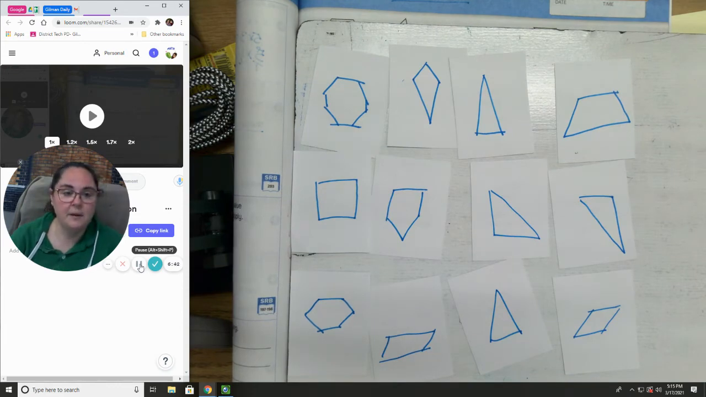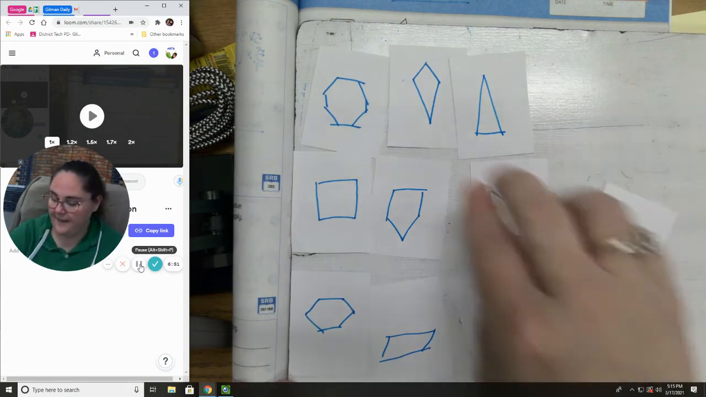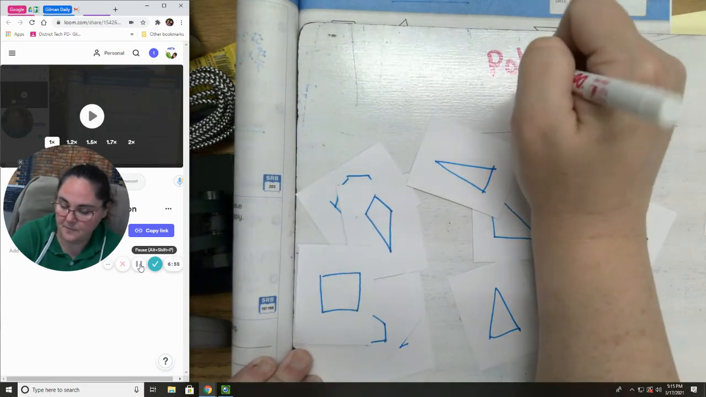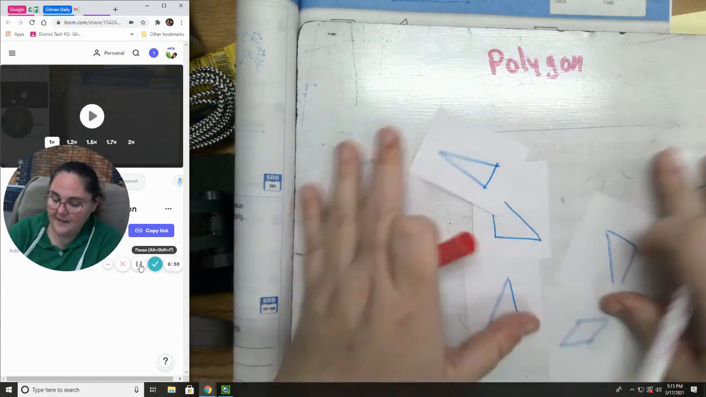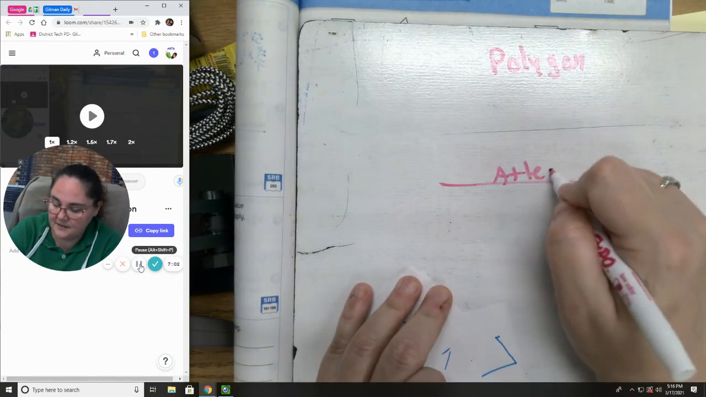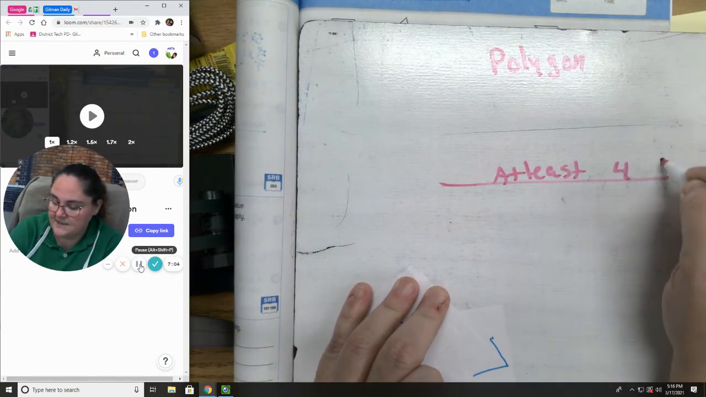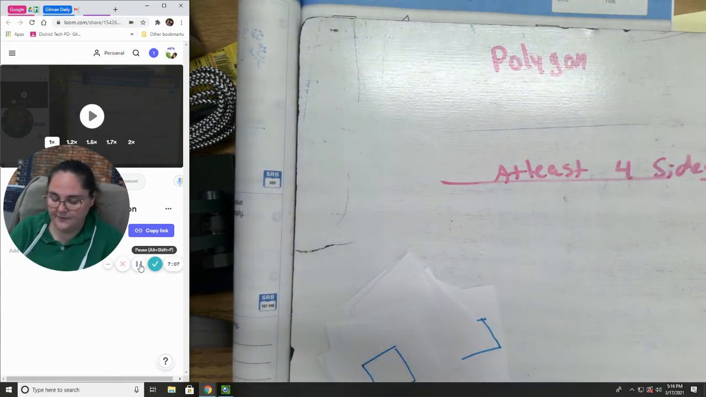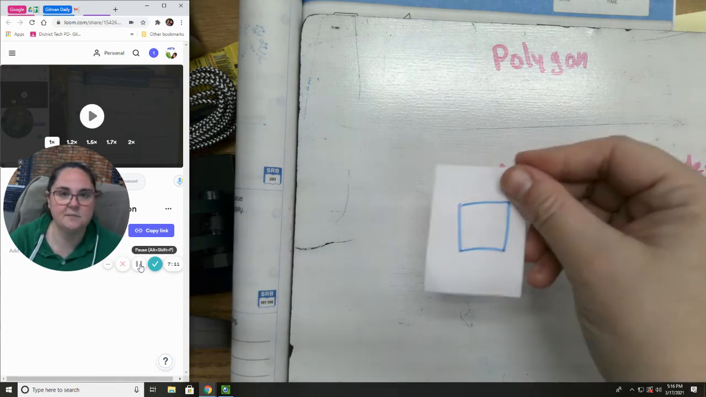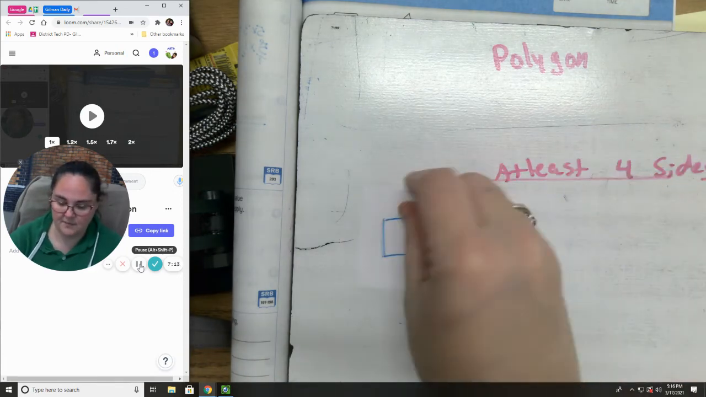Well, what if I do it by the number of shapes with at least 4 sides? So if I have polygon at the top, and then this is my level for at least 4 sides. Okay, let's see if we can figure this one out. Let's see. So this is a square. Does that have 4 sides? Yeah, so that would go here.